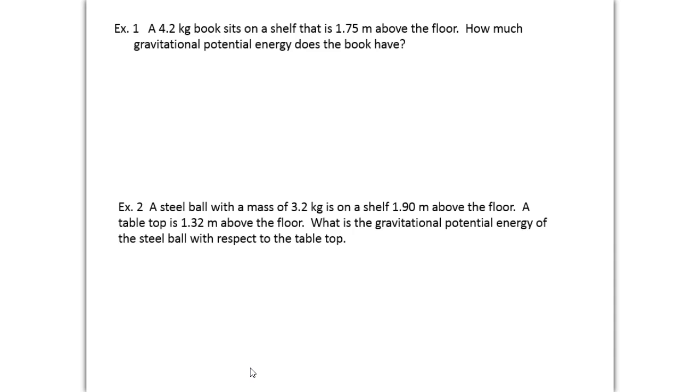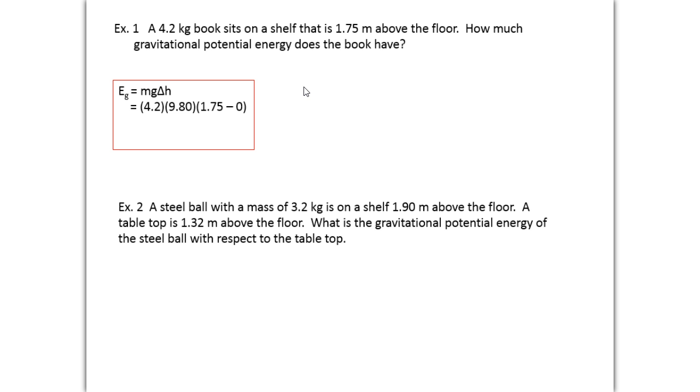So if we look at two examples here, a 4.2 kilogram book sits on a shelf that's 1.75 meters above the ground. How much potential energy does the book have? So it hasn't yet fallen, but how much energy would it deliver if it did fall? So the formula, this Eg is potential energy, that's what it stands for, and it's mass times gravity times change in height. So the book was lifted from ground level up to 1.75. That's the change in height. So from ground level up to its height on the shelf.